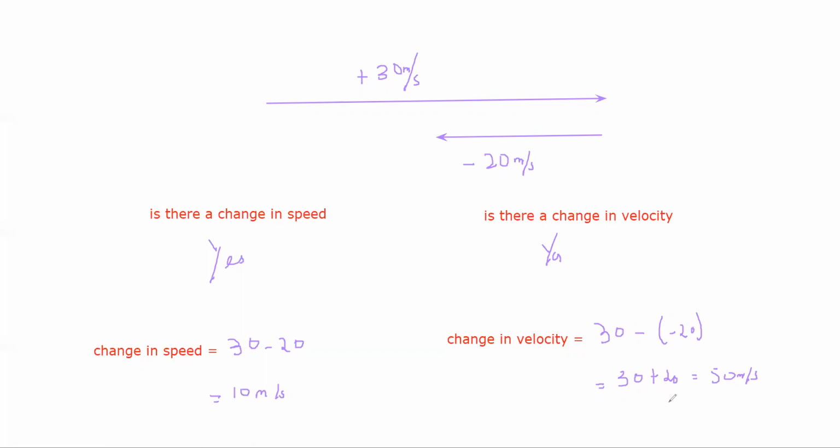Velocity is the change in displacement. Speed is a change in distance. For velocity, if the direction changes, the velocity changes.